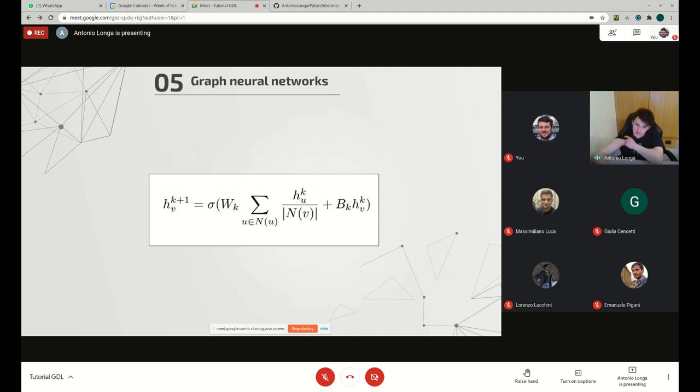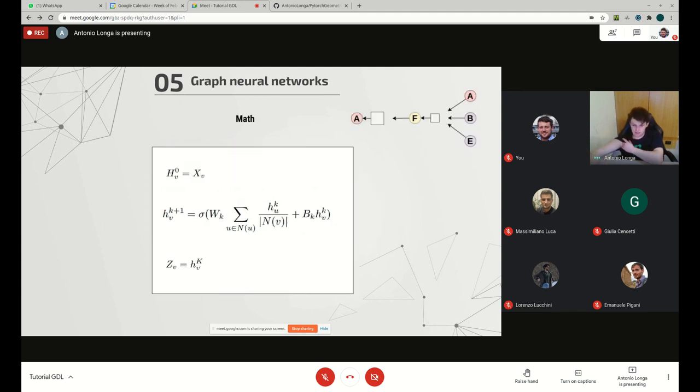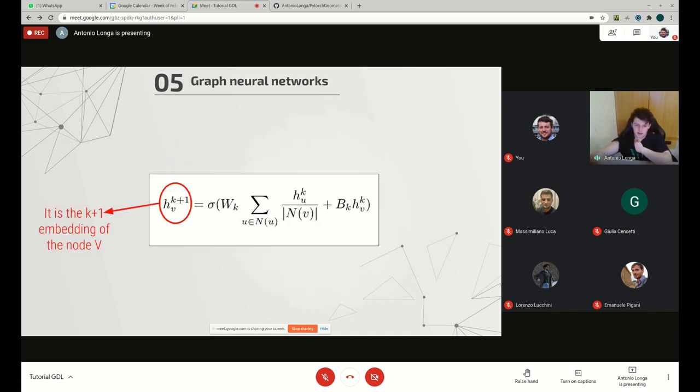Now we want to look inside this equation. It is just a copy of this middle equation. Okay, let's start. We already said that this is the k+1 embedding representation of the node V. It's a latent representation. Then this is equal to the embedding of node V at the kth layer. So what does it mean? My embedding in the next layer depends on my previous embedding in the previous layer. So we have just h of V at the kth level.